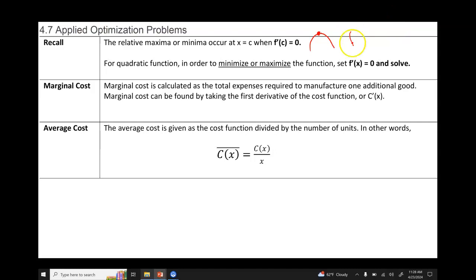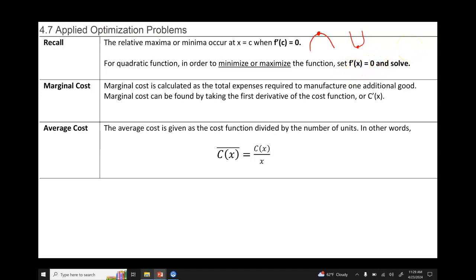And when we solve, that'll give us either the relative maximum or the relative minimum, depending on the shape of the graph. Okay, let's just pretend that's the minimum. For quadratic functions, in order to minimize or maximize the function, we're going to set the first derivative equal to 0 and then simply solve.